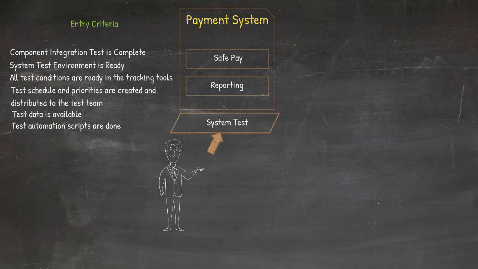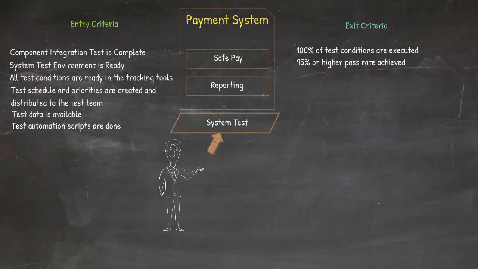Okay, so we covered entry criteria. Let's focus now on exit criteria for the payment system test execution phase. 100% of test conditions are executed. This means no unknowns. 95% or higher pass rate. In some cases higher, in other lower, but most of the time 95% is a common KPI. 0 critical and 0 high defects.